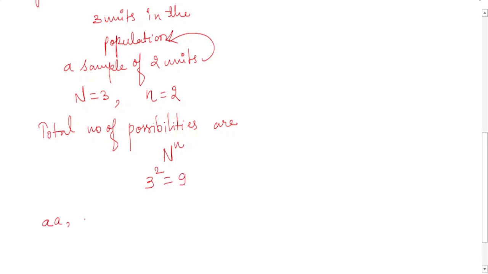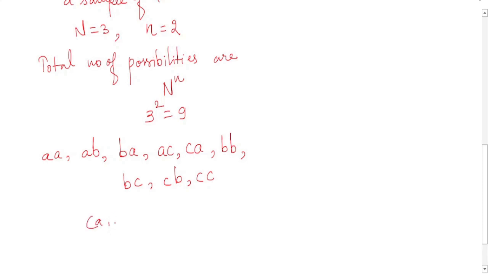What are those possibilities? AA, AB, BA, AC, CA, BB, BC, CB, CC. Here A, B, C are the elements of the population. So AA, BB, CC, then AB and BA, AC and CA, BC and CB. A total of 9 possibilities are there when the simple random sampling is with replacement.